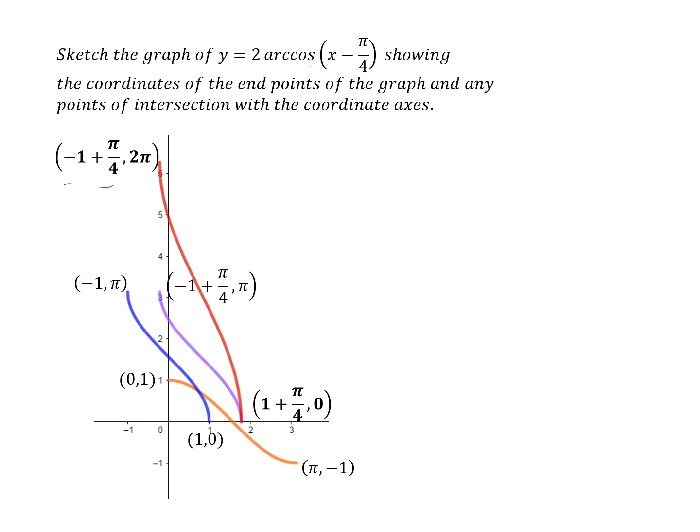So we've sketched the graph of that. We've shown the coordinates of the endpoints. We've still got to find the points of intersection with the coordinate axes. There's only one more of those, that point there, and that's when x is 0. So when x is 0, y equals 2 arccos(0 minus pi over 4), which is 4.948 to 3 decimal places. So the coordinates of this point here are that.